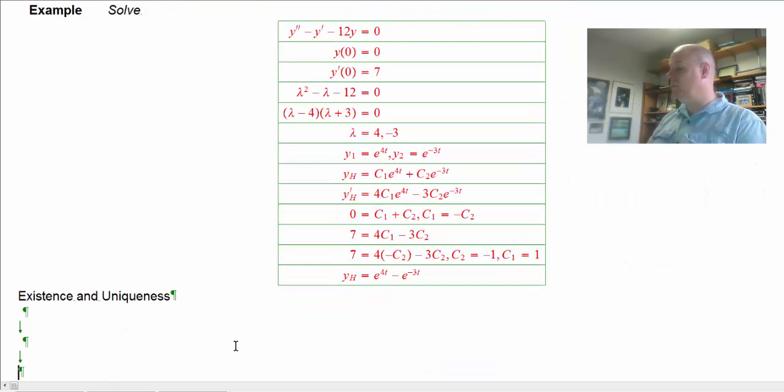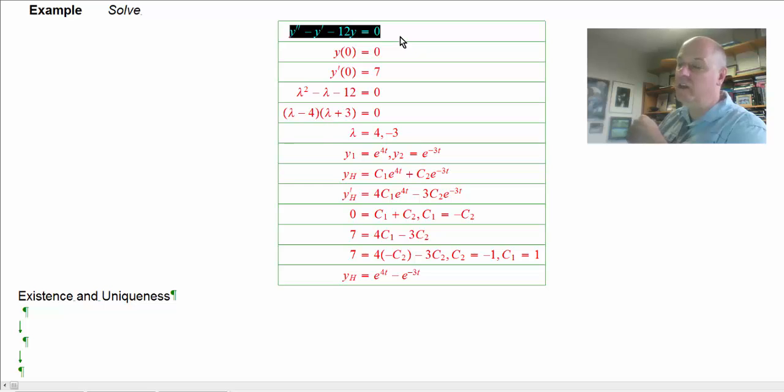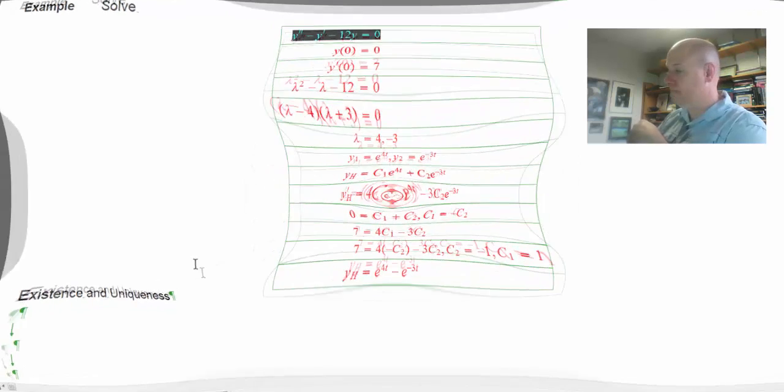Existence and uniqueness. Well, let's look at the uniqueness. Once we start to invoke the initial conditions, that's when I get the unique constants. The differential equation part, the y prime prime part, gives me the lambdas, gives me the eigenvalues. The initial conditions give me the c's.